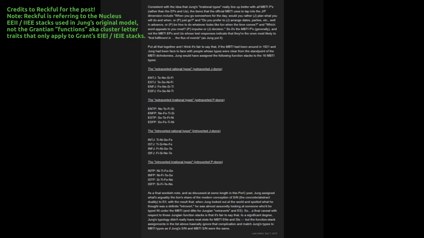If anything, Jung's concept aligned more closely with what we now call nucleus stacks, EEII, IIEE, as the natural default leanings, where the top and bottom alphas of the psyche dynamically influence each other for balance. Jung never imposed rigid stacks. The nucleus stacks, EEII, IIEE pattern best reflects the organic interplay he described.